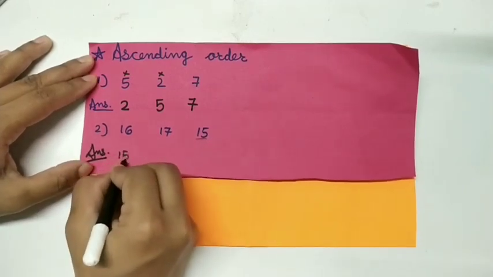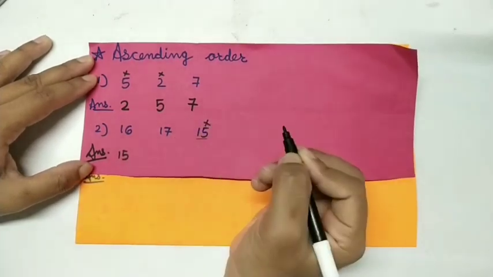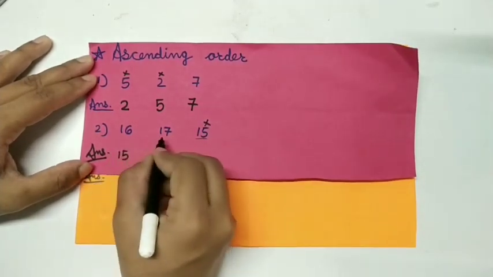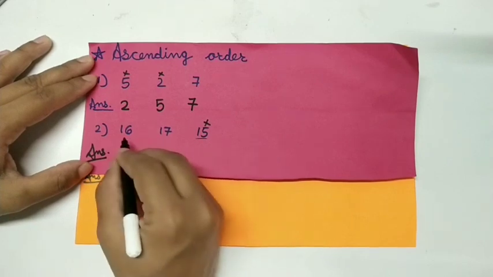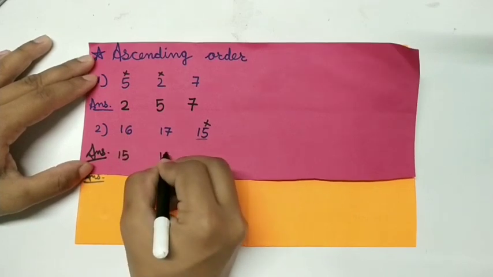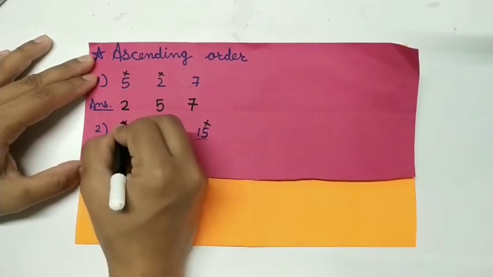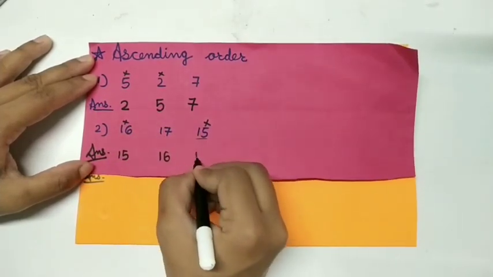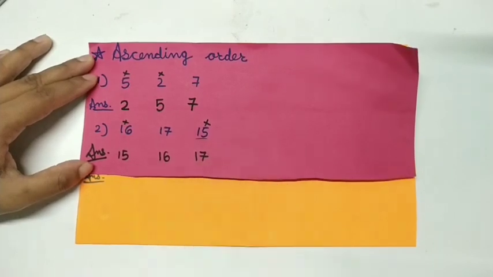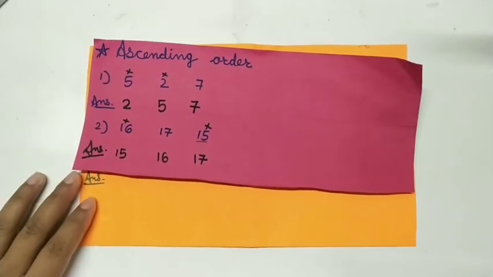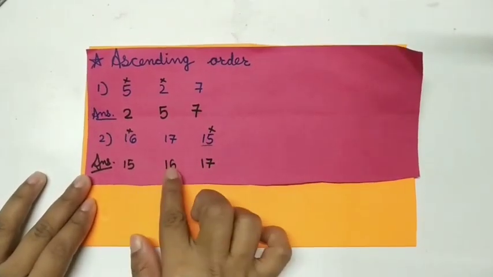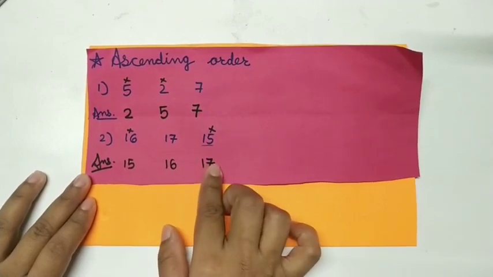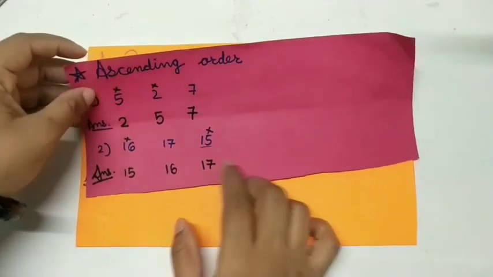So first I am writing 15. Cut down 15. Now 16 and 17. Which is smaller? 16. Okay, 16 done. Cut down 16. Now which is left? 17. So I am writing 17. So 15, 16 and 17 are in ascending order. Now next.